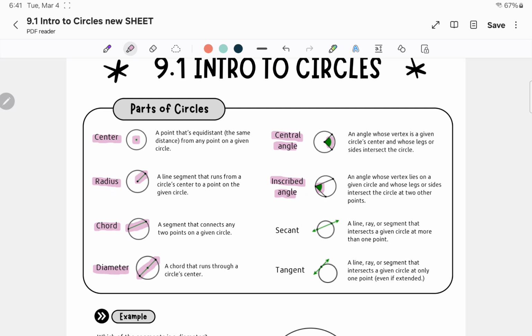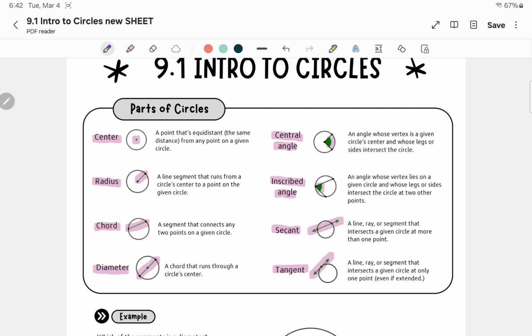And now a secant is a line, ray, or segment that intersects a given circle at more than one point. So a secant is basically going through the circle. And then a tangent is a line, ray, or segment that intersects a given circle at only one point. So it's basically just skimming it, not going through it. Secant is going through it. Tangent is just touching it.